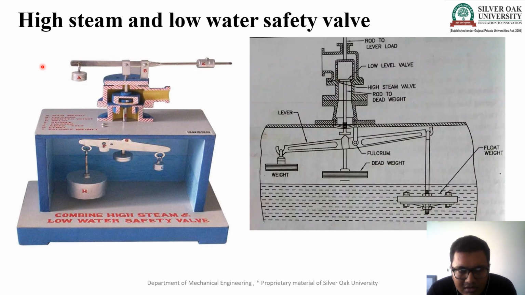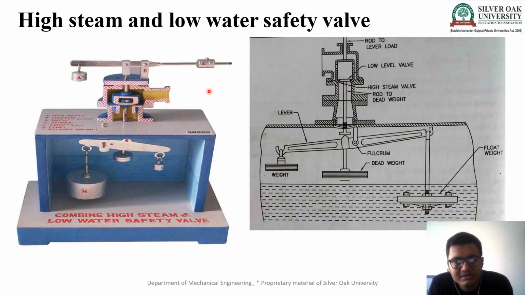Same function for the high steam. If the pressure gets high, here you can put the weight. If we put the weight, it restricts the safe limit. If the pressure goes above the safe limit, this lever is lifted, and the steam escapes to the atmosphere, from the boiler to the atmosphere, and our boiler will remain safe. So with all these kinds of safety valves, here we conclude our lecture.